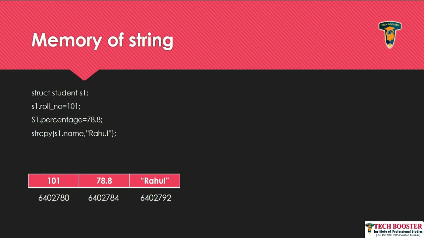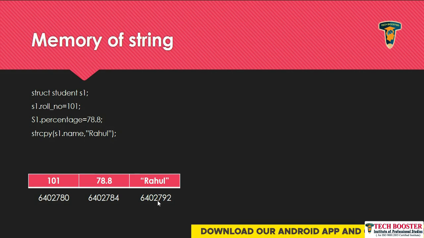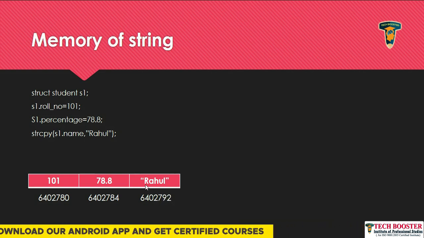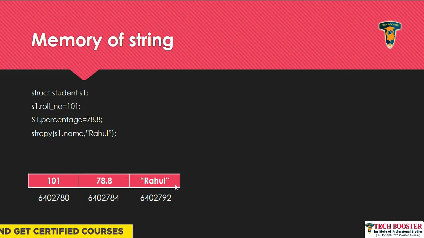Then as this particular integer will be of 4 bytes, my next memory location will be 64,02,784, and in this memory location we'll store our floating value 78.8. Then again our floating value is of 4 bytes, so my next memory location will be 64,02,788. Kindly correct this one, this should be your 88. And here in this memory location we are storing our character string Rahul, and this will be of 5 bytes. So guys, this is the way how our memory is being used while considering our structure.